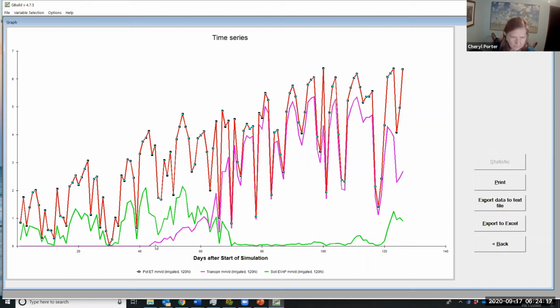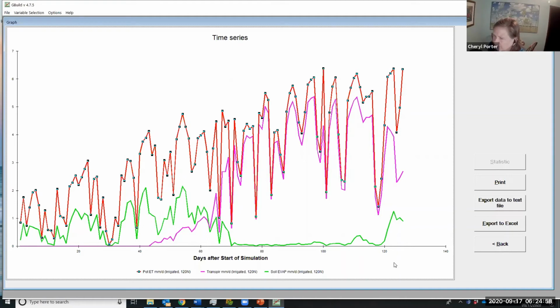So that's when we start getting transpiration, is when the plant emerges. So early in the season, we see only soil evaporation, and then the plant starts growing, and it becomes dominant.